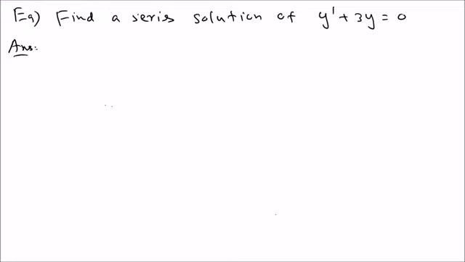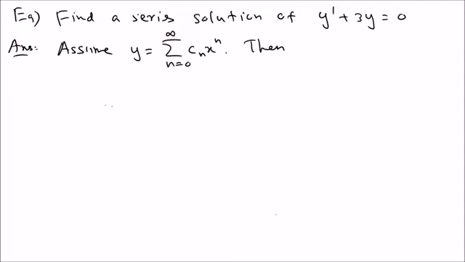So the steps are, I'm going to assume y equals a series solution. So y is given as a series. That's the assumption. We assume that. Now what we can do then, we can take the derivatives.